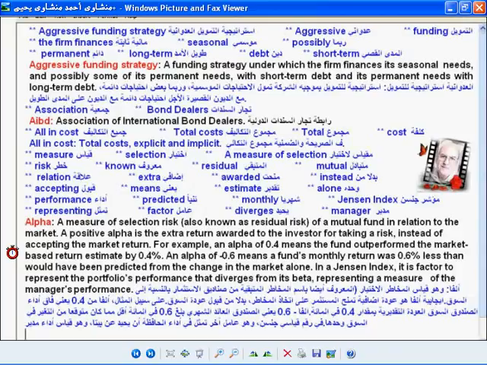An alpha of negative 0.6 means a fund's monthly return was 0.6% less than would have been predicted from the change in the market alone. In the Jensen index, it is the factor that represents the portfolio's performance that diverges from its beta, representing a measure of the manager's performance.